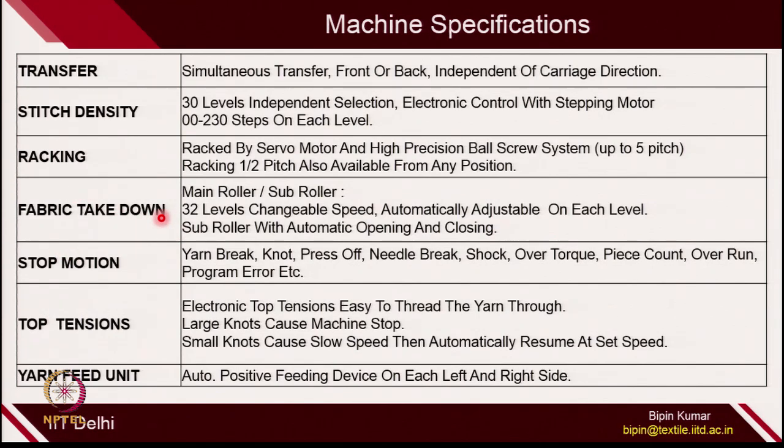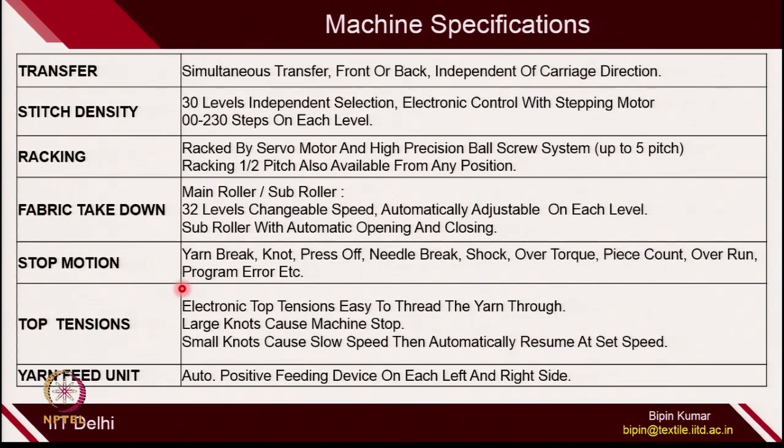Fabric takedown. So, instead of putting dead weight, you can have roller controlled, mechanically controlled fabric pulling. So, this is a positively controlled fabric pulling. In this way, you can expect very uniform tension in the fabric, and the surface appearance of the fabric will be very uniform, because all loops are experiencing the same level of tension.